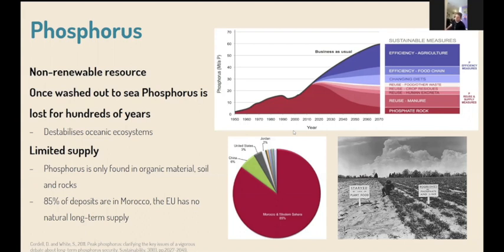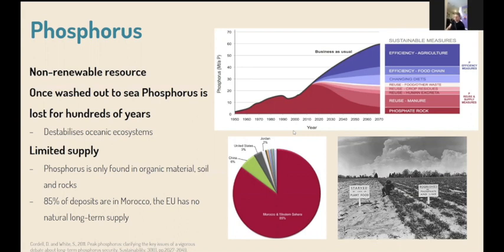And then as a final point, it's not equally distributed throughout the world, which can cause massive problems for food security. The EU doesn't have a very big long-term supply, so we're going to depend on importing it from other countries, which may become difficult or may not, depending on how the world looks by 2050.